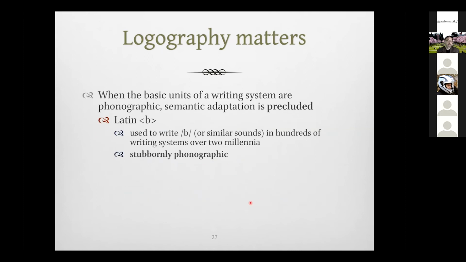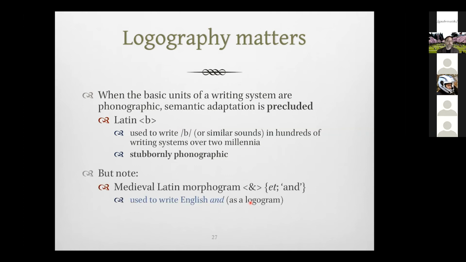On the other hand, when basic units of a writing system are phonographic, this kind of semantic adaptation is completely precluded. So the Latin letter B is used to write the voiced bilabial stop or similar sounds in hundreds and hundreds of writing systems that have developed or been borrowed from Latin over 2 millennia, and it remains stubbornly phonographic. I'm not aware of any place where this graph has a logographic or morphographic function. Now, of course, within a phonographic writing system, there may be a few morphograms like the ampersand, and that can get borrowed and does get borrowed through semantic adaptation to write meaning equivalent words in other languages, such as the English word and.